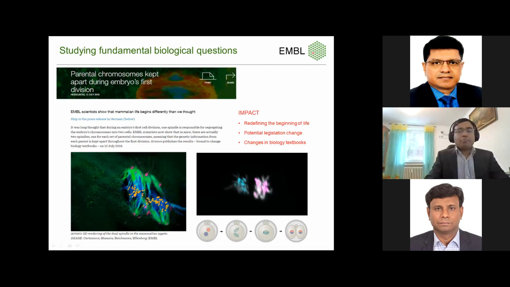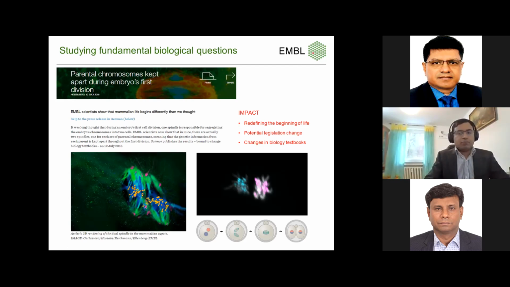So what is the impact of this research? So we could redefine the beginning of life. That means that people used to believe that just after conception or in zygote, maternal and paternal genome start mixing and fuse together. So that's the starting of life. And in many countries, the definition was like that, but we proved that it is not the case, and it is not fully accurate. So then that also impacts the potential legislation, because this definition of life defines how long you can work with human embryo.